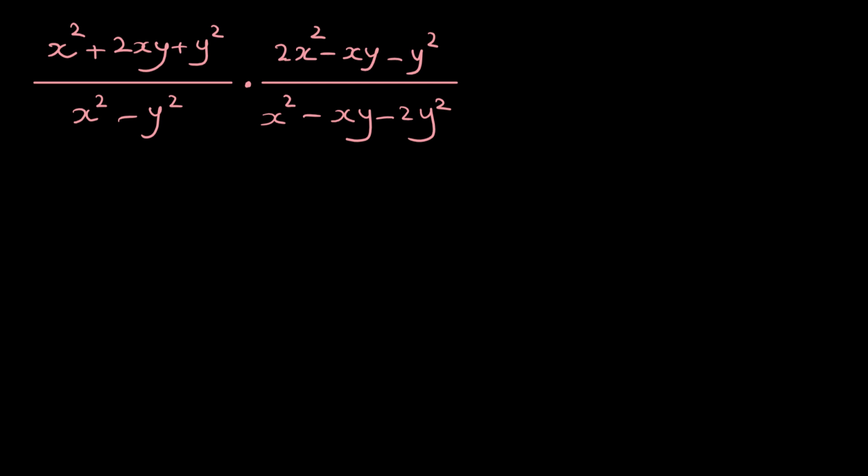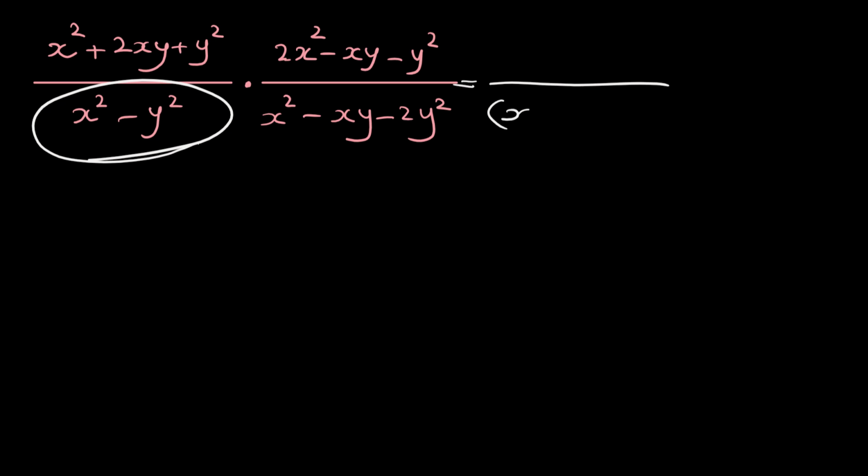Here we have an example of multiplying two rational expressions, but we have two variables in the rational expressions, x and y. So again, as usual, we have to try to factor the expressions. It should be clear that we can factor x^2 minus y^2 in the form of x minus y times x plus y.